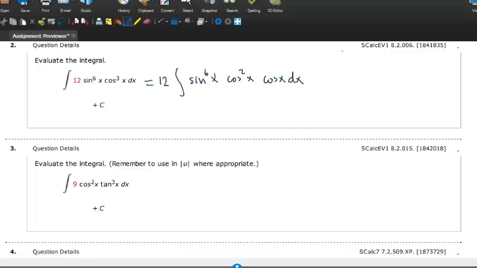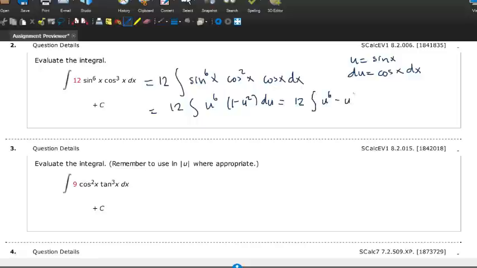And when I do u substitution, u equals sine x, then du will be cosine x dx. So I can write this integral as 12 times integral u to the power 6. Remember, cosine square is 1 minus sine square, so it is 1 minus u square du. And again, you know how to take this integral, 12 times integral of u to the power 6 minus u to the power 8 du. Now I'll leave it just like that. You integrate u and you put cosine back.